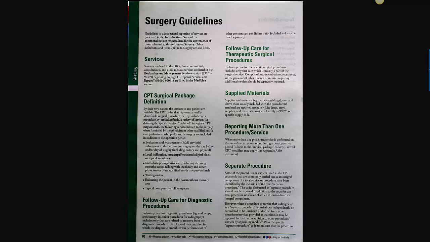Again, we're going to use the surgery section as an example. Here on the first couple of pages, you'll see the surgery guidelines. These guidelines pertain only to the surgery section, but all sections have their own specific guidelines that must be read and followed for assigning the codes in those sections. I can't stress enough how important it is to read the guidelines before assigning the codes.